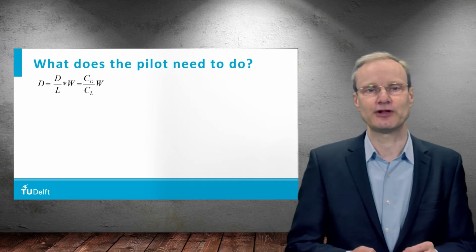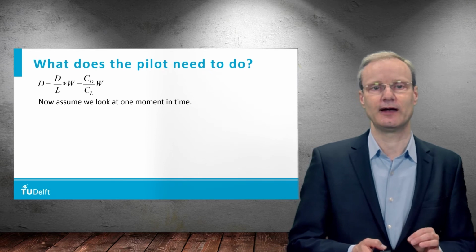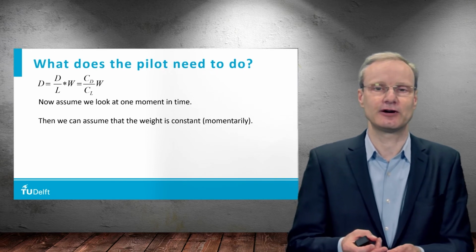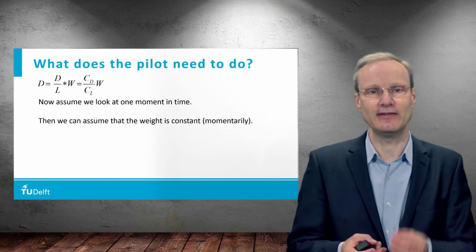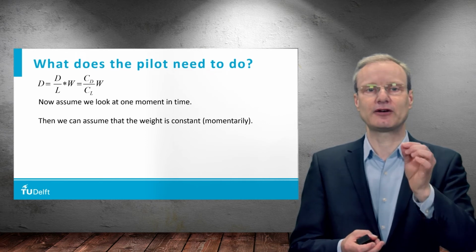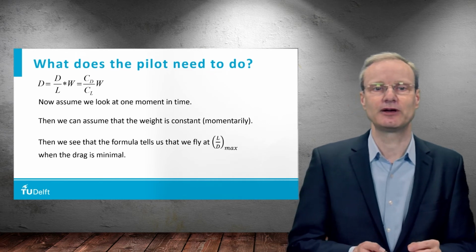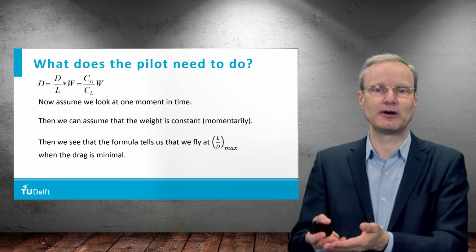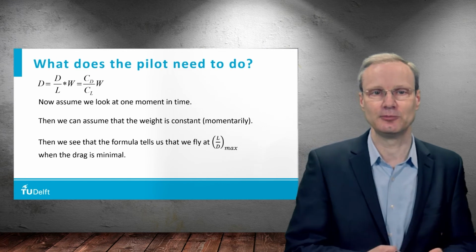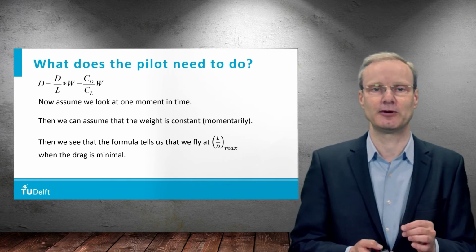Then one more step. We need to look into one moment in time, and at that one specific moment in time, we can say that the weight of the aircraft is constant. And then looking into this equation, when weight is constant and we want to maximize L over D, meaning minimize CD over CL, we can see that flying for maximum lift to drag ratio means you need to fly to the point where the drag is minimal. So we need to tell the pilot to fly the point where the drag is minimal.